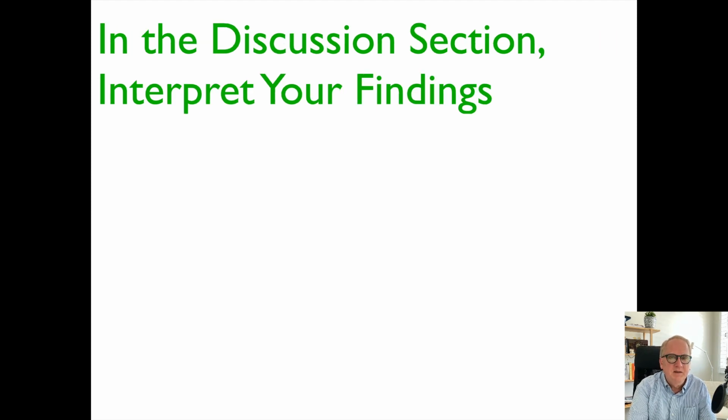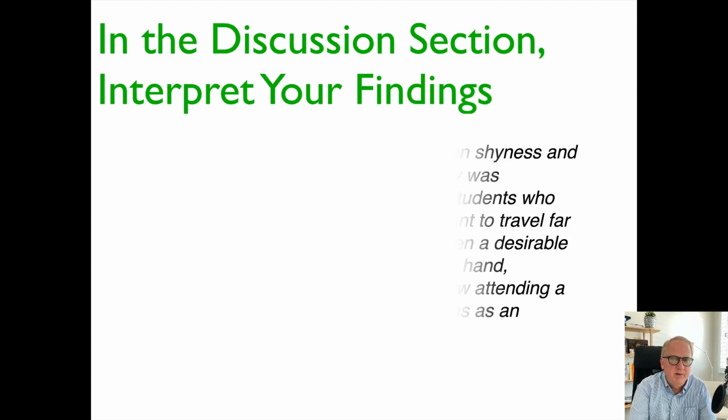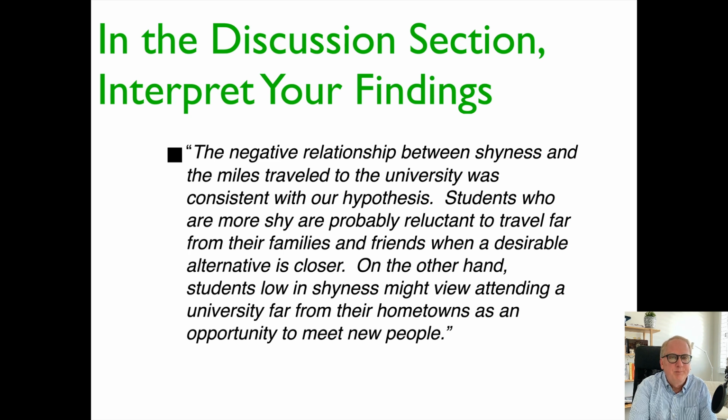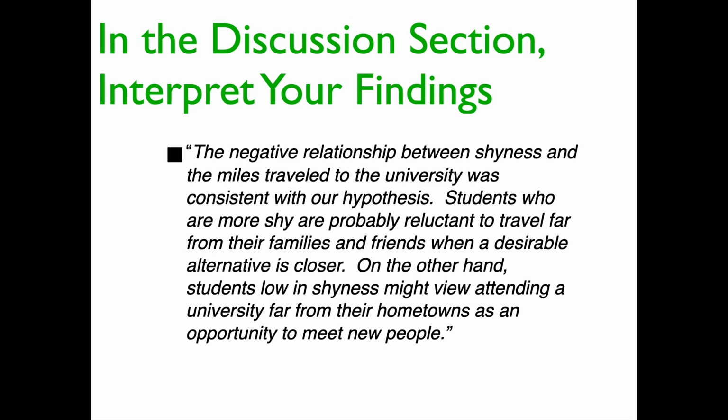And then in the discussion section, that's where you actually go on and interpret your findings. You could say something like, the negative relationship between shyness and the miles traveled to the university was consistent with our hypothesis. Students who are more shy are probably reluctant to travel far from their families and friends when a desirable alternative is closer. On the other hand, students low in shyness might view attending a university far from their hometowns as an opportunity to meet new people.